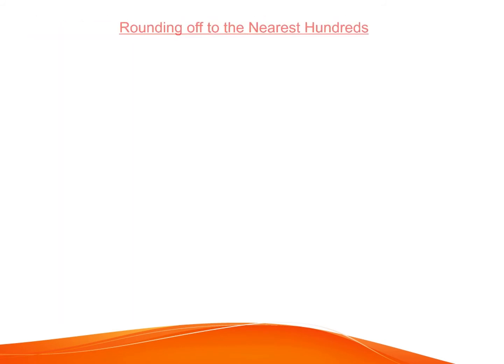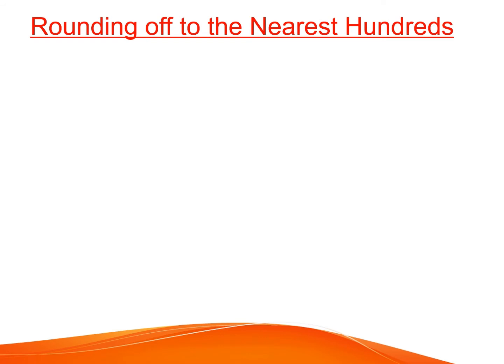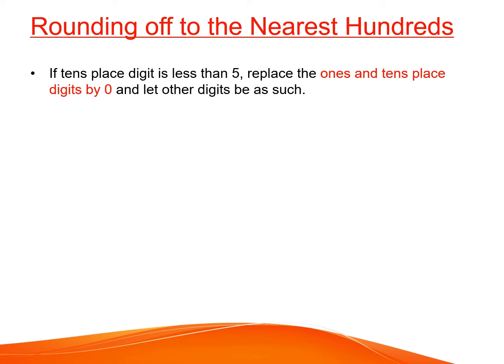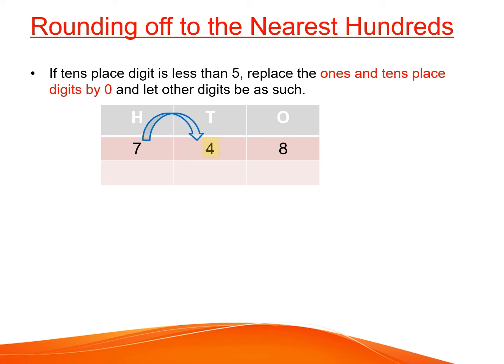If we want to round off a number to the nearest hundreds, then we will check the tens place of the number. If the tens digit is less than 5, then you will replace the ones as well as the tens place by 0 and let the other digits be as such. For example, if we take the number 748, then we will check the tens digit is 4, which is less than 5, so we will change it to 0 and all digits after it, that is the units place, will also be changed to 0. The hundreds place remains as such, and so 748 rounded to the nearest hundreds will become 700.